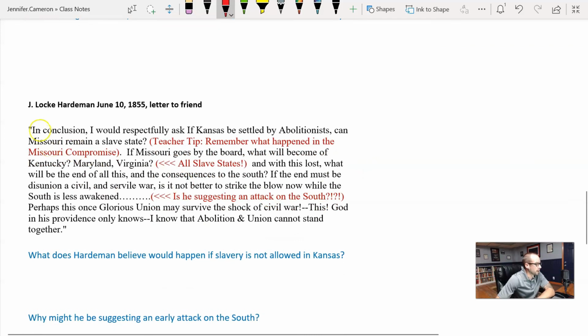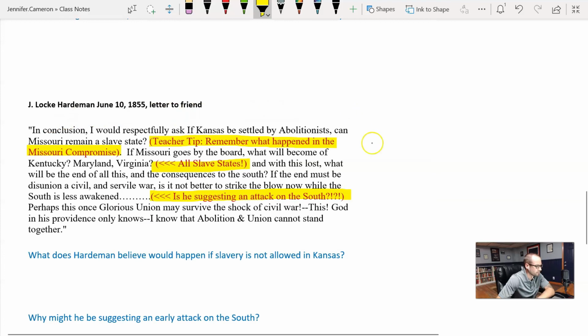After that, you're going to read a letter from June of 1855 in which Mr. J. Locke Hardiman is going to be advocating certain things to a friend. That's what I want you to try to figure out. I've put some hopefully helpful teacher tips in here, in red font, to help you better understand the reading. Again, this is not graded. This is just a way for you to start reading old documents and hopefully understanding them. We'll go over these, and I'm trying to give you a little bit of a heads up right now to better prepare you as we start looking at these old documents.